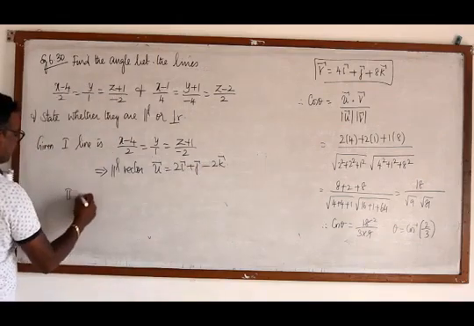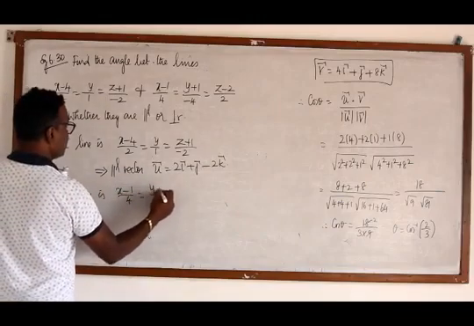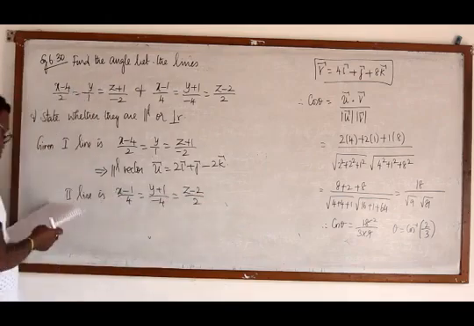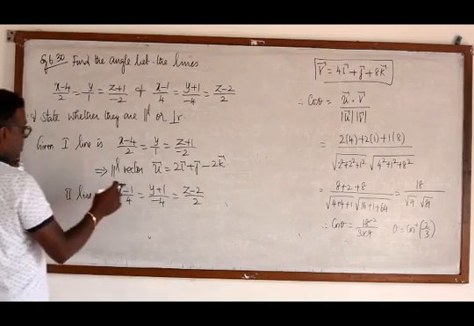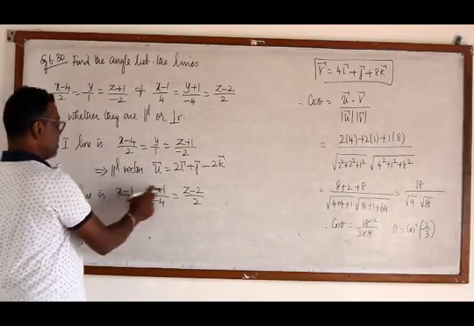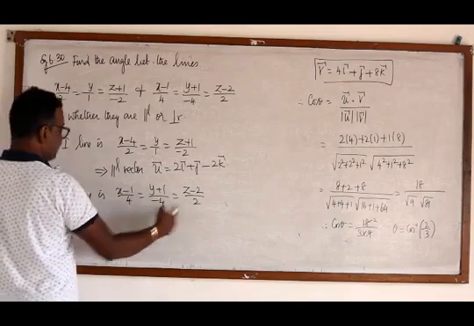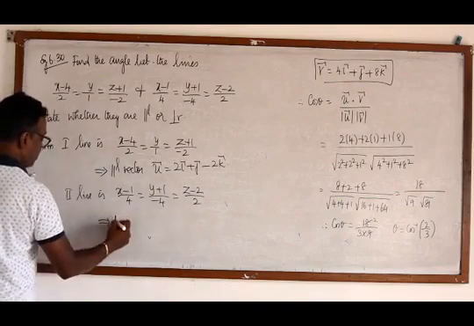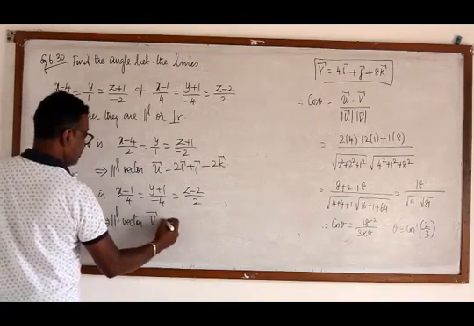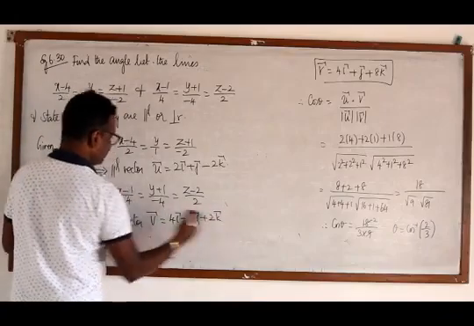Then similarly, the second line is (x minus 1)/4 = (y plus 1)/(minus 4) = (z minus 2)/2. Remember, you must take the denominators as the vectors, but you must be very cautious. The coefficients of x, y, z must always be plus 1. Only then can I identify the denominators as vectors. Therefore, the parallel vector v equals 4i minus 4j plus 2k.